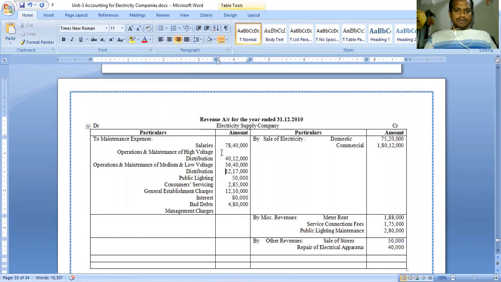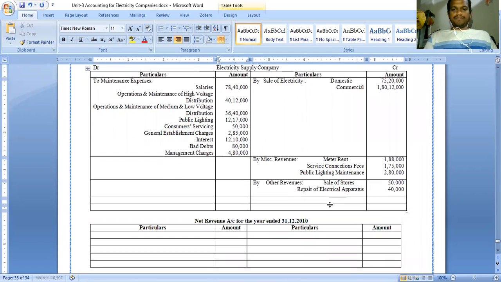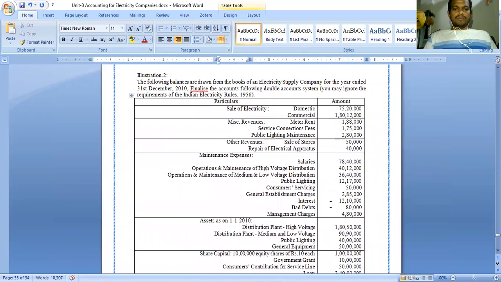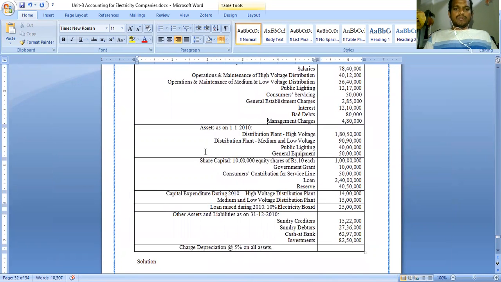Low voltage distribution. Okay, now it is okay. So miscellaneous expenses are owed. So assets as on 1st January 2010. These are all the opening assets. We have to mention it in the capital account.